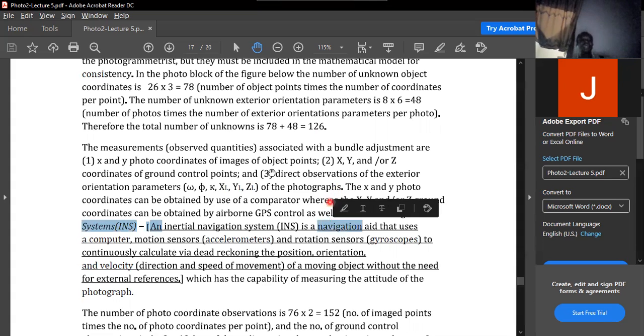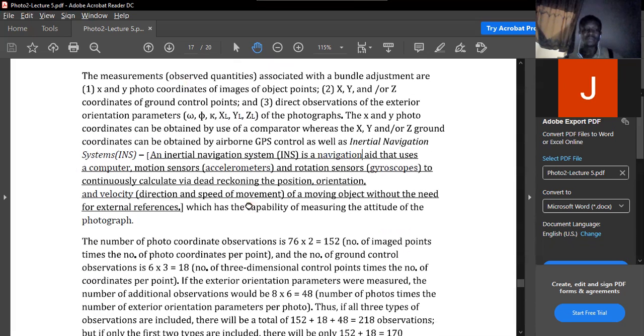All right, great. What are the measurements? We make measurements on the photos. In other words, we measure the photo coordinates. The second one is that we observe the XYZ coordinates of the ground points. Remember that in photogrammetry, you can't do without the ground coordinates. So these are also observations that were made, observed quantities. The third one is a direct observation of the exterior orientation parameters. Now, the exterior orientation parameters, we can choose to add them or not. That's one thing we should keep in mind.